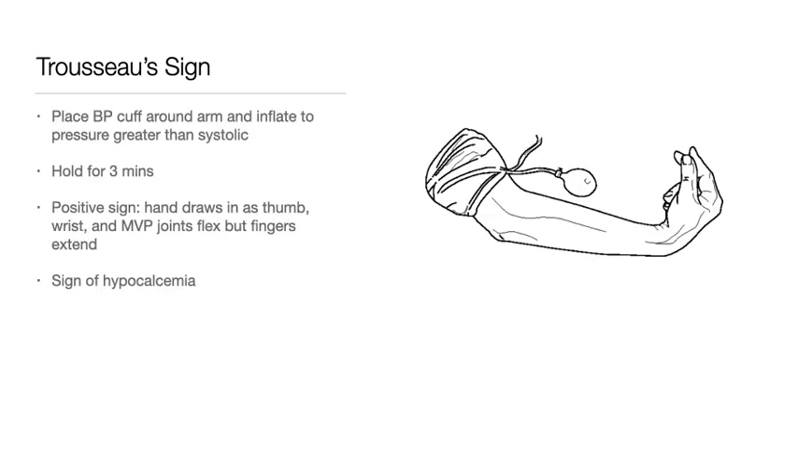So Trousseau sign, when you inflate the blood pressure cuff around their arm, you're going to raise it above whatever their systolic is, and then hold it there for 3 minutes. If they draw that hand in, as you can see here in the diagram, kind of pointing like an Italian chef or something, this is a positive sign. The fingers stay straight, but the wrist and knuckle joints bend. This is a sign of hypocalcemia and some other electrolyte imbalances as well that we'll go over in a minute.